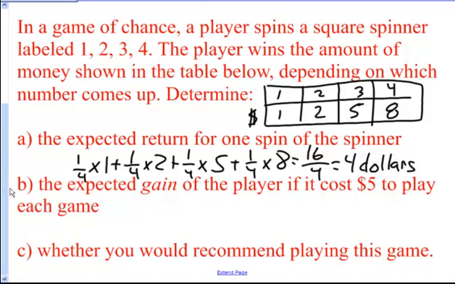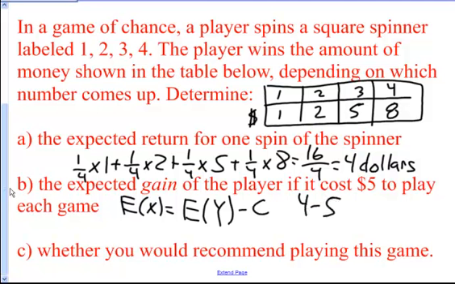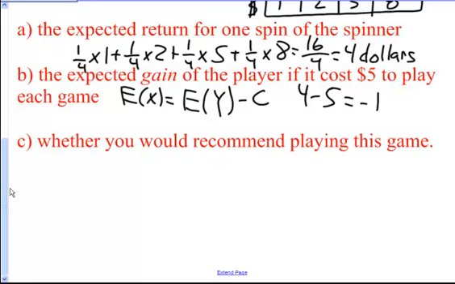So what is our expected gain? What are most players expected to get if they have to pay $5? Well, our expected gain is our yield minus our cost. So we have 4 minus 5, which is equal to -1, or minus $1. So most people are expected to lose $1 in this game.